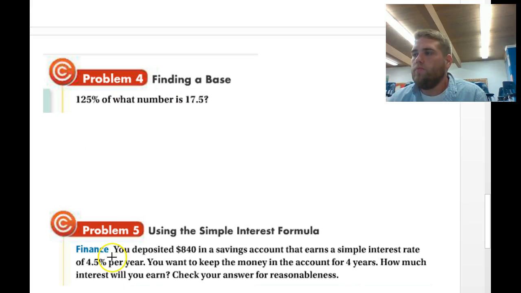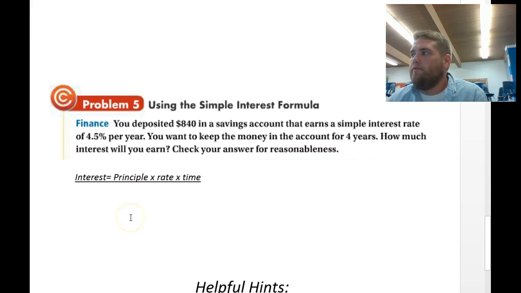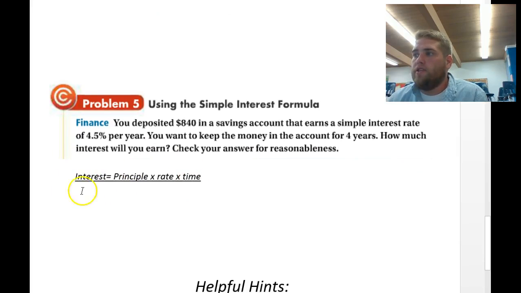Okay, and finally, problem 5. On problem 5, I give you this formula: interest equals principal times rate times time. I understand this is a word problem and you're all freaking out, but it'll be okay. First thing we always want to do is highlight the important information. You deposited $840 into a savings account that earns a simple interest rate of 4.5% a year. You want to keep that money in the account for 4 years. How much interest will you earn?